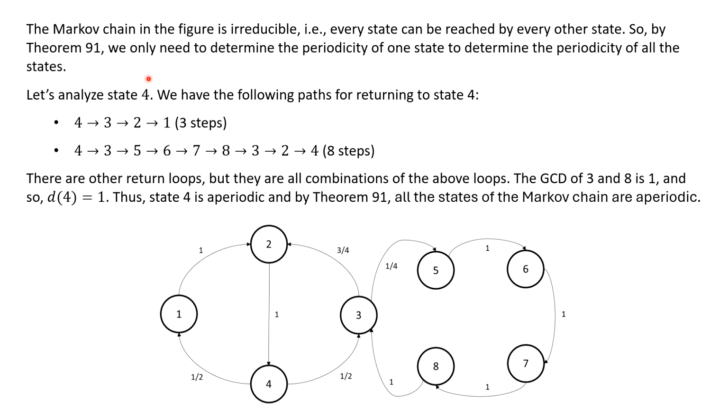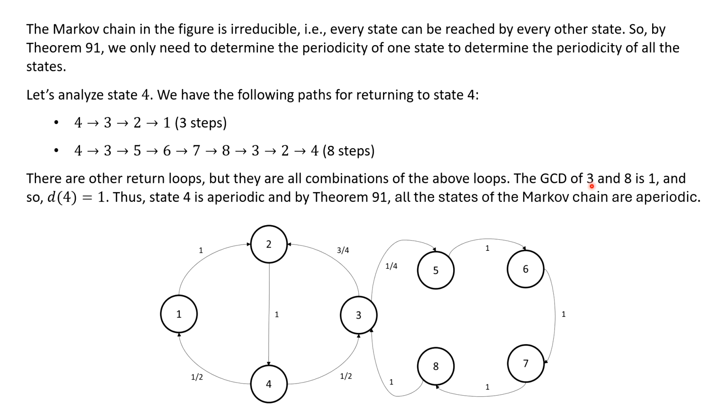So by Theorem 91, we only need to determine the periodicity of one state to determine the periodicity of all the states. Let's analyze state 4. You may want to try a different one, but I'm going to do state 4 here. So we have the following paths in returning to state 4. We start here, we can go 1, 2, 4, so that's 3. And then we have 4, 3, 5, 6, 7, 8, 3, 2, 4. That's 8 steps. There are other return loops, but they are all combinations of these loops here.